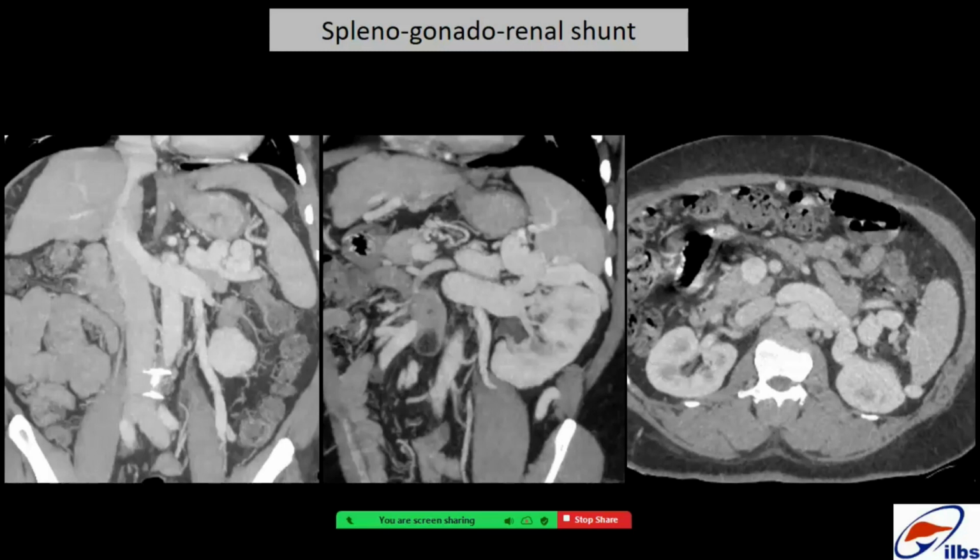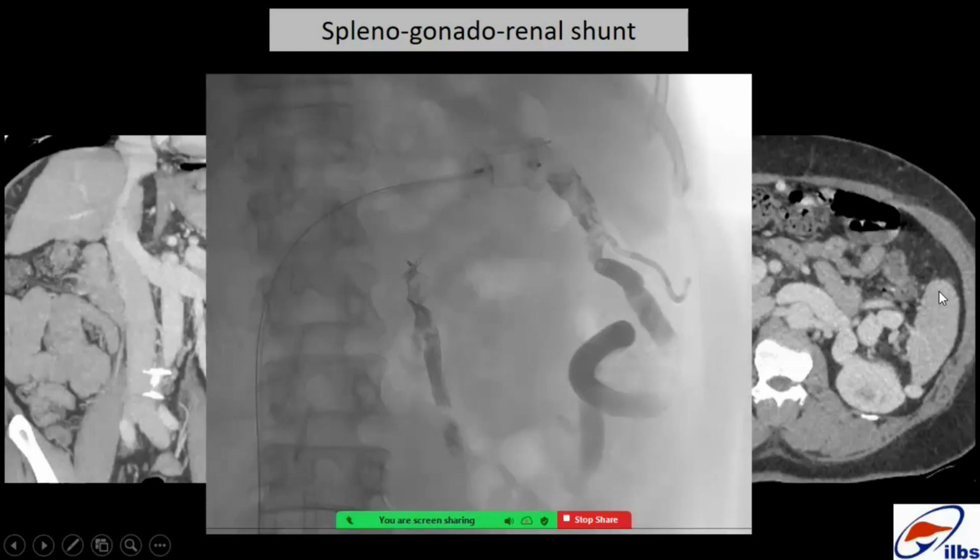Then you have a splenogonadorenal shunt. You can see this is the gonadal vein. If this is much dilated, this is how it is forming the shunt. If you see, this is the gonadal and this is the splenorenal shunt. So you have to embolize both these shunts. One plug is here, the other plug is here, and you can see this is embolized over here.